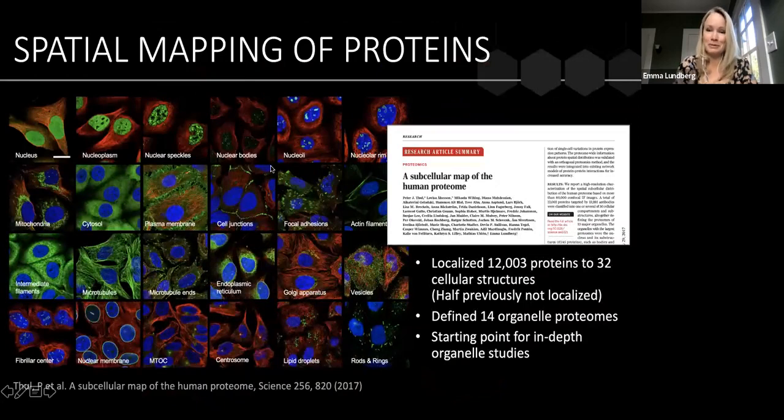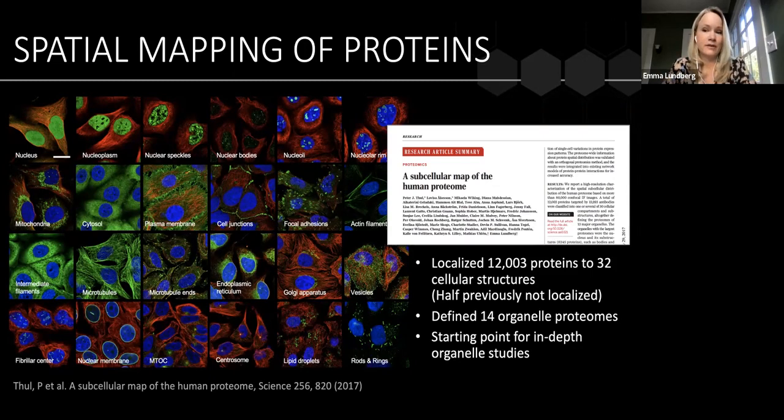So this is what we've been doing systematically for a very long time, which ended up in this paper published in Science in 2017, a subcellular map of the human proteome, where we had localized at that point 12,000 proteins to 32 different cellular structures. And this is more or less the intracellular proteins that are expressed in cultivated cell lines. It doesn't go higher than this, more or less.